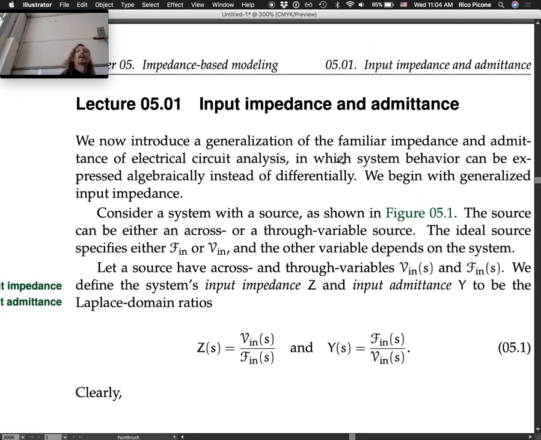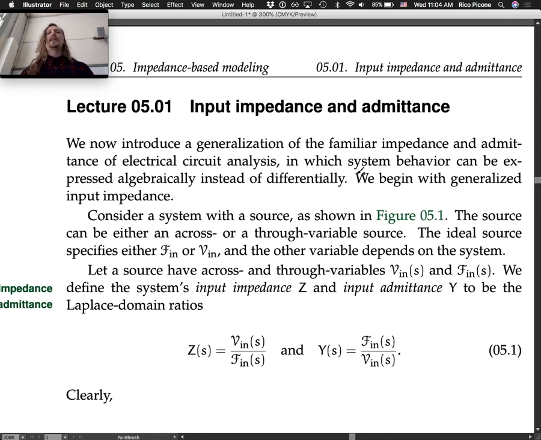So, input impedance and admittance. This chapter is impedance-based modeling. And the idea with this chapter, chapter 5, is that we want to get to a transfer function. Okay, this is the main idea. We want to get to a transfer function without having to go through the whole state space model and all that, and then transforming that into a transfer function. So we want to be able to go straight to a transfer function and sort of take a shortcut there, and that's what this allows us to do.